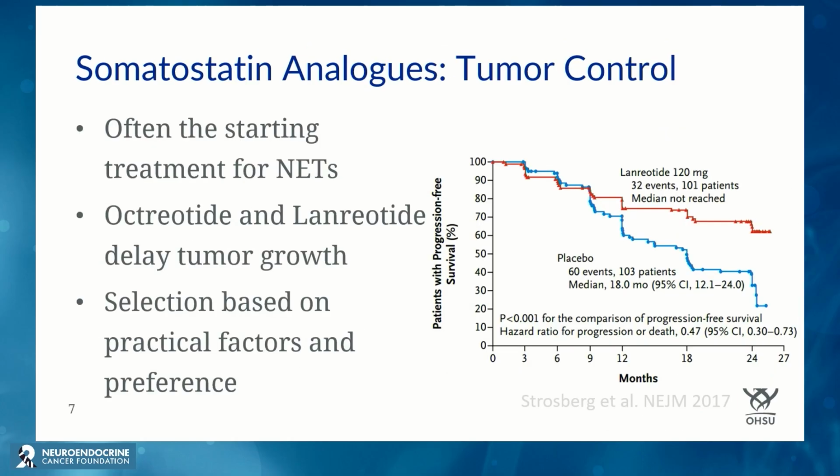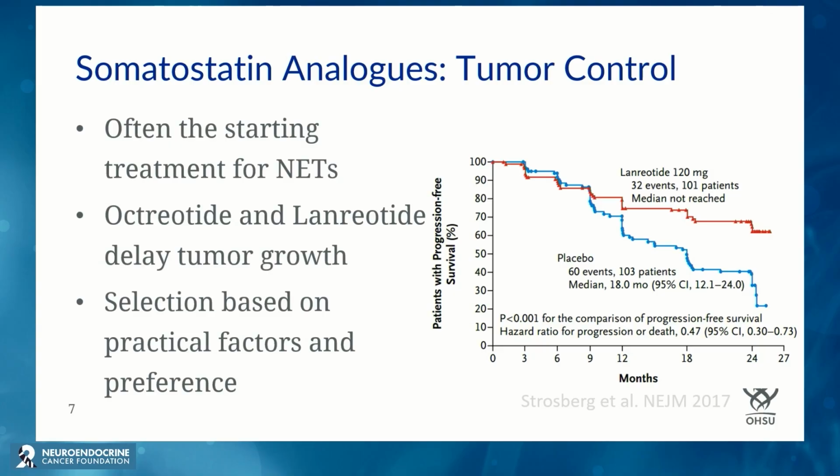So, starting off with tumor control, somatostatin analogs are oftentimes the very first treatment that patients will receive for their neuroendocrine tumor. And both octreotide and lanreotide have been shown to delay tumor growth. What I have on this slide here is an oncologist's favorite graph that comes out of clinical trials. This is called a Kaplan-Meier curve.